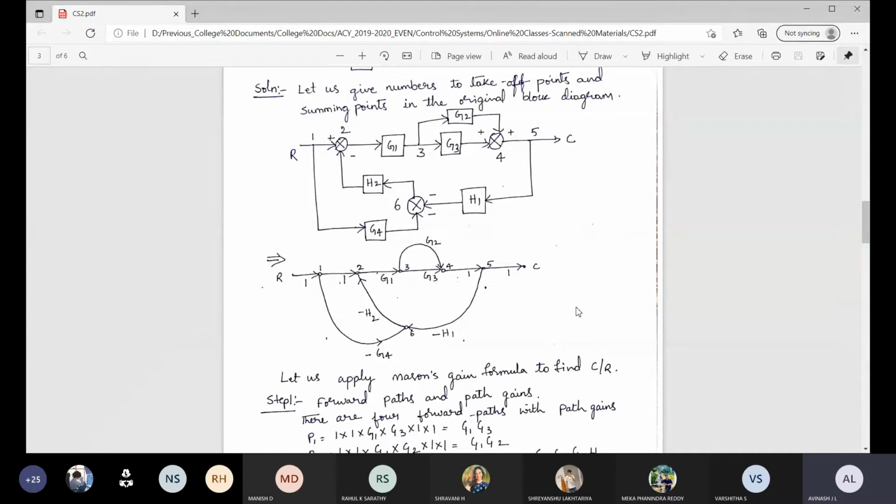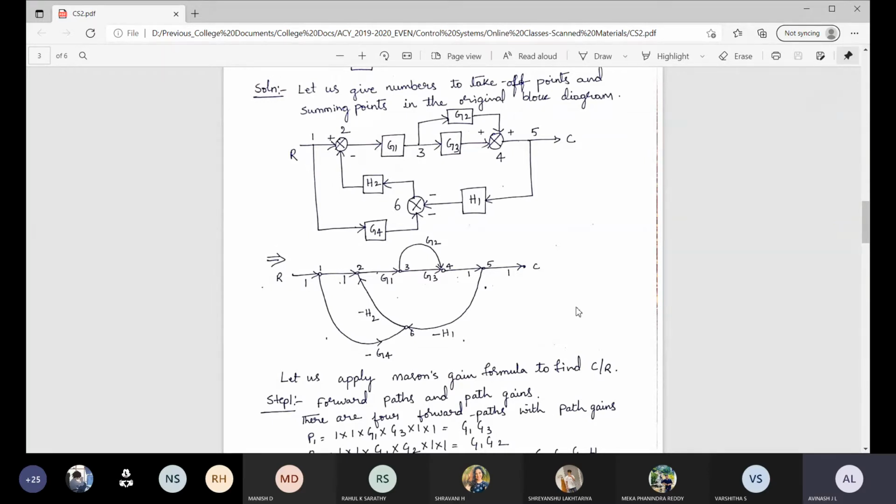So here from the beginning, we can find that after R there is a takeoff point. We call it number 1. And later the second is a summing point, number 2. So next, after G1, one takeoff point is there. That corresponds to number 3. After G3 there is a summing point, that is number 4. And the next one is number 5. Okay. So after that, in the second row, between H2 and G4, there is a summing point. We call that number 6.